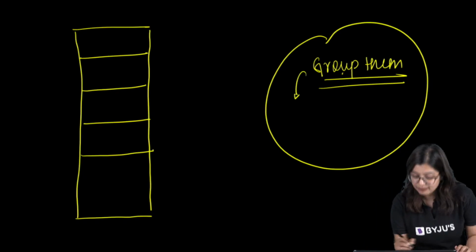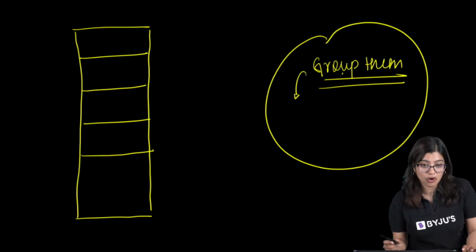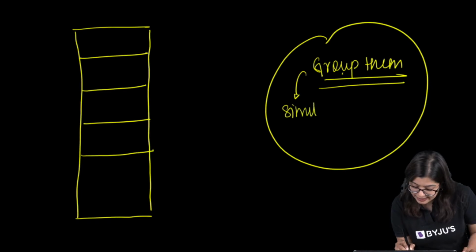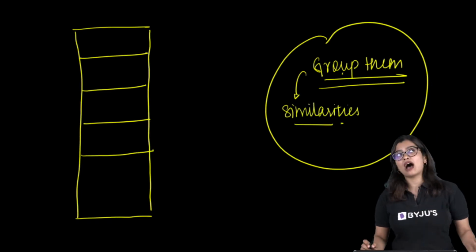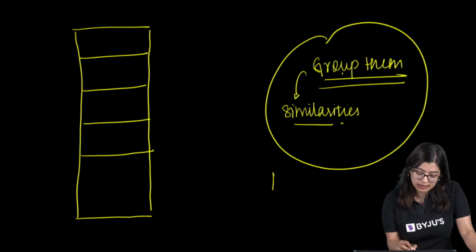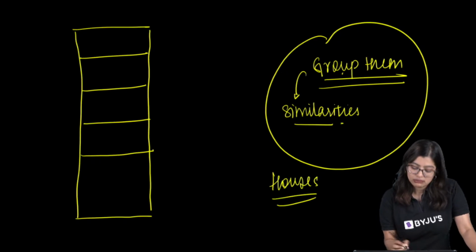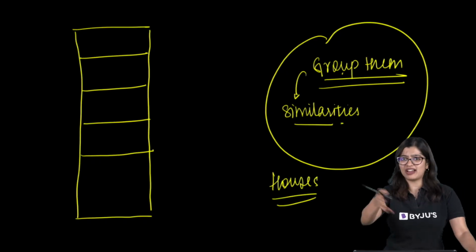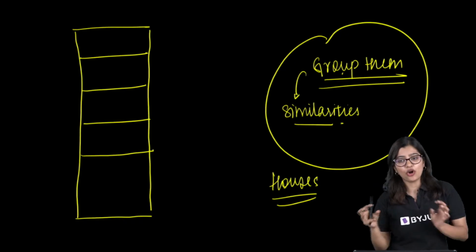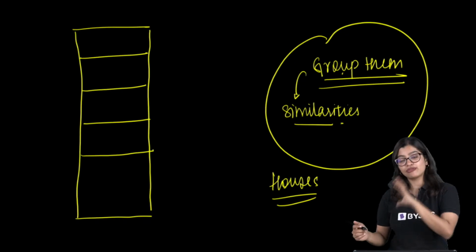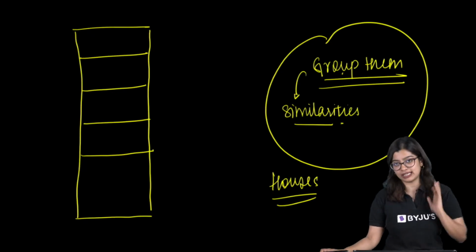So what are we doing? We are grouping them. Based on what? Based on similarities, right? Simple. Think of it as how you are all in houses. All of you are in different houses in school. You'll have red house, green house, blue house, purple house, all these houses are there. Now you're all grouped into that. So think of that as organisms being grouped the same way.